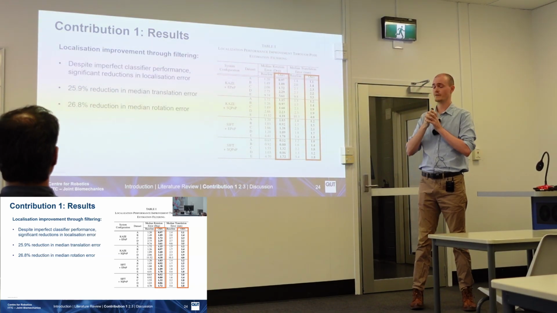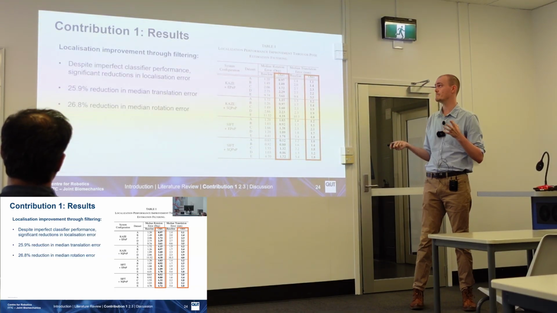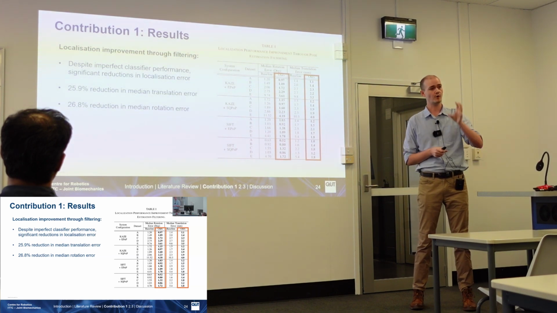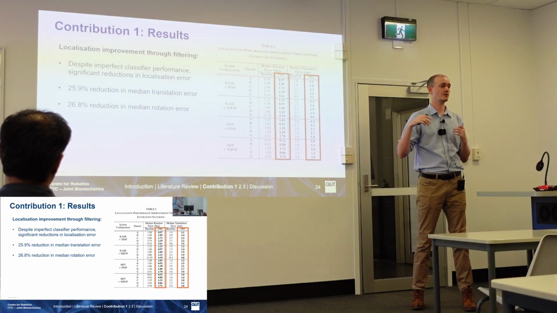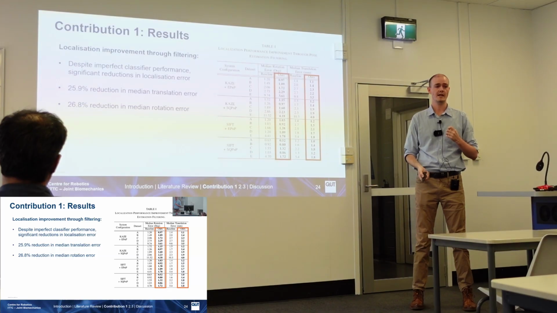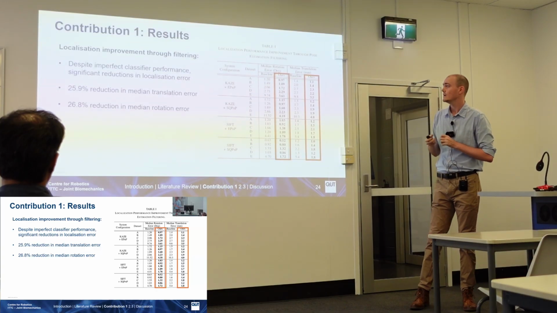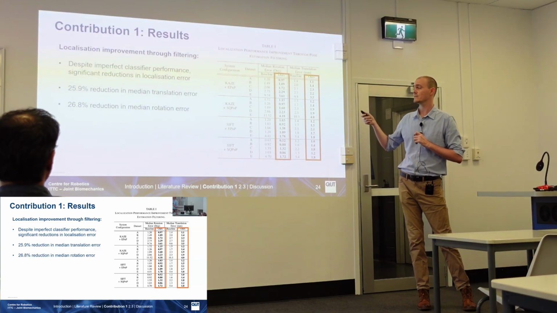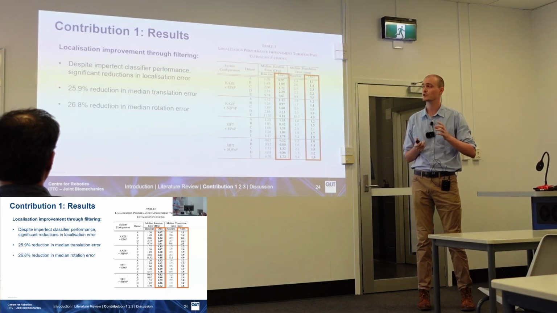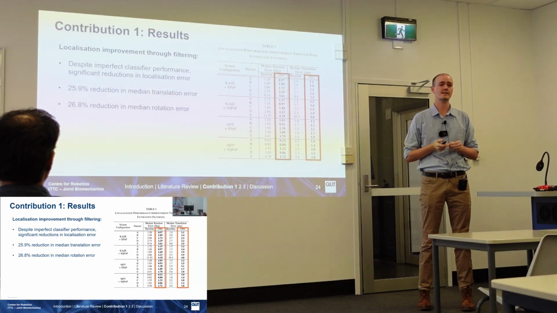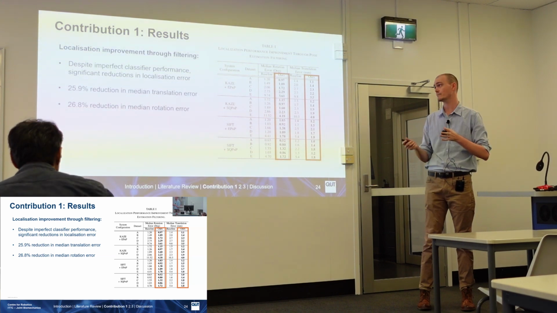In these experiments, we process each of our data sets through all of our iterations of our 6 degree of freedom pose estimation system, and we compare the error before filtering and after filtering. So to apply the filtering, we predict an accurate or inaccurate label for every target pose estimate, and we remove any of the pose estimates that are predicted to be inaccurate. Despite imperfect classifier performance, this provides us with significant reductions in localization error, with an approximately 26% reduction in both translation and rotation error across our data sets, comparing pre-filtering and post-filtering.